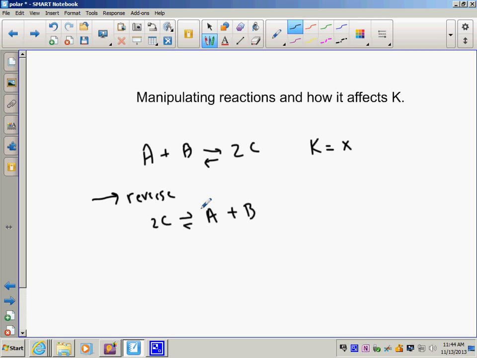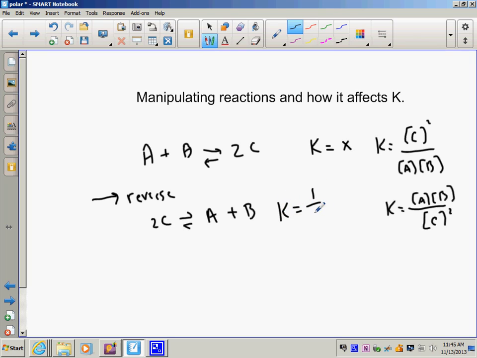Technically it's the same reaction, but it's just written the other way. For the original reaction, K is equal to the concentration of C squared over the concentration of A times the concentration of B, and we're done. Whenever we write the reversed one, K is equal to the concentration of A times the concentration of B over the concentration of C squared. So they are flip-flopped. Therefore, your K is equal to 1 over X. So anytime you reverse your reaction, you take the reciprocal of the K value.